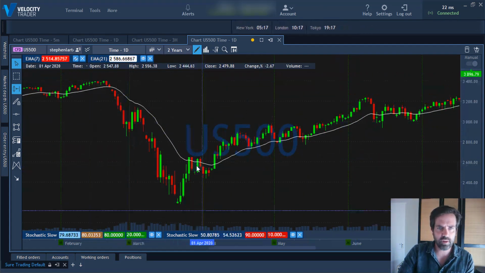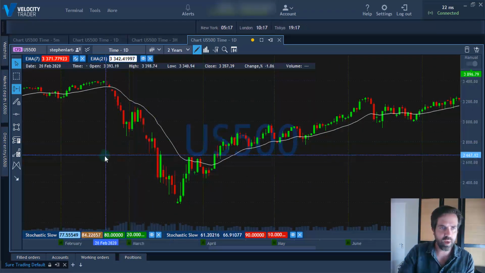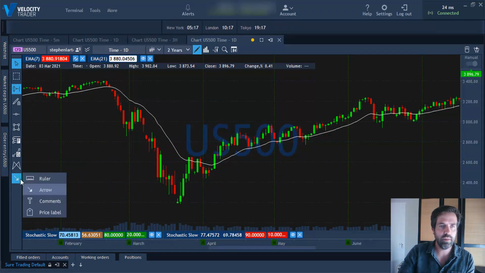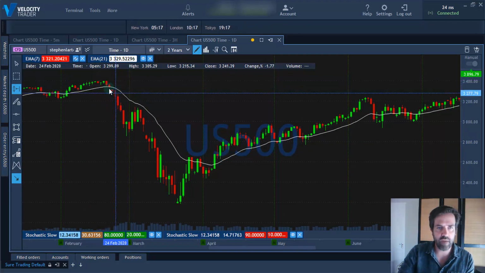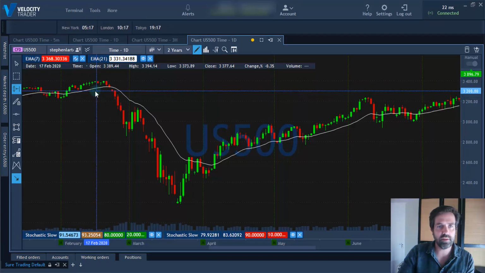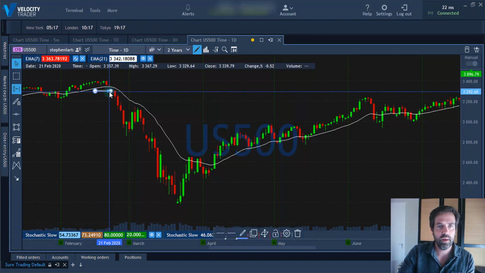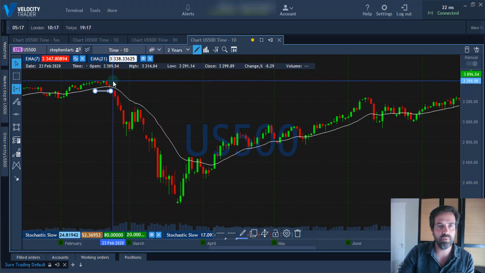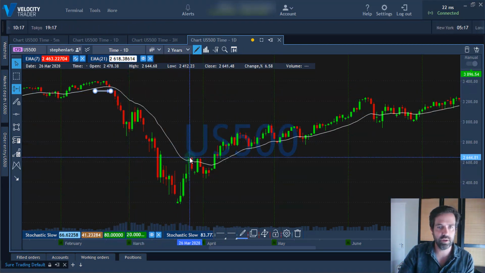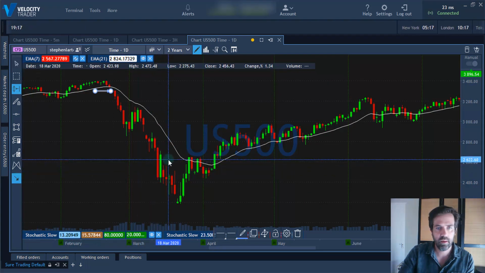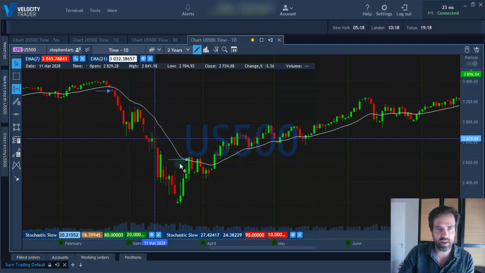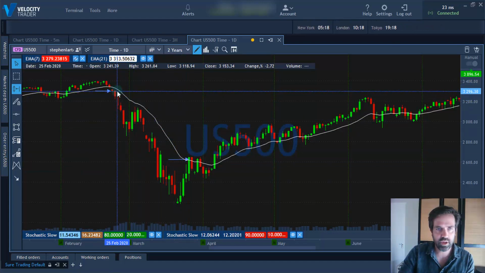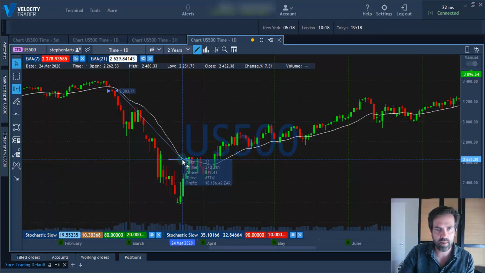So let's just have a look at this down move over here. If we had entered the trade solely on the fact that it crossed through the moving average and the price is now below the moving average, we would have entered somewhere around here, and then we would exit again when the price moves up through the moving average, which happened over here. And if we had stayed in that trade, we would have potentially made about 10,100 Rand per contract on the US 500.